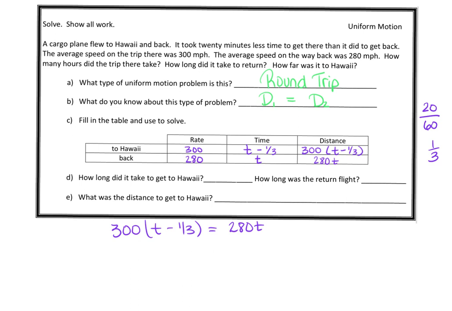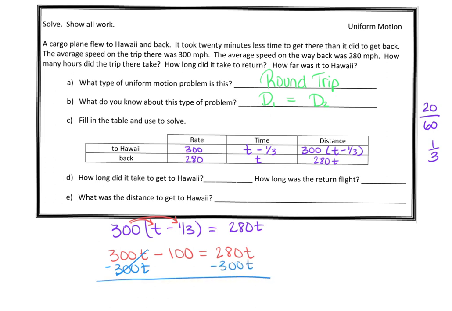Well, I need to distribute. Okay? So I'm going to distribute my 300 through. 300 times t is 300t. Positive 300 times negative 1/3. What's 1/3 of 300? 100. So minus 100 equals 280t. I have a variable over here, so I'm just going to subtract 300t from both sides.